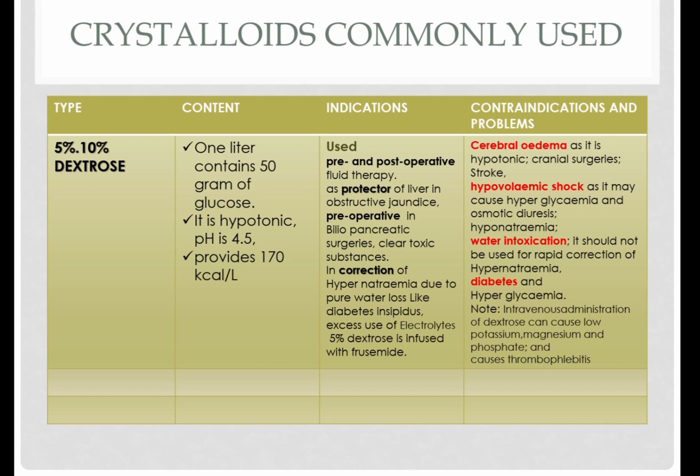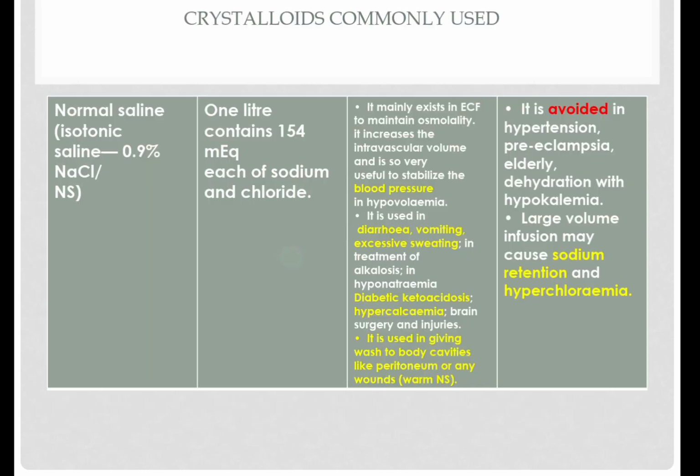Now we will come to the normal saline. Normal saline is isotonic saline, 0.9% sodium chloride. 1 liter contains 154 milliequivalents each of sodium and chloride, roughly 150 milliequivalents of sodium and 150 milliequivalents of chloride.